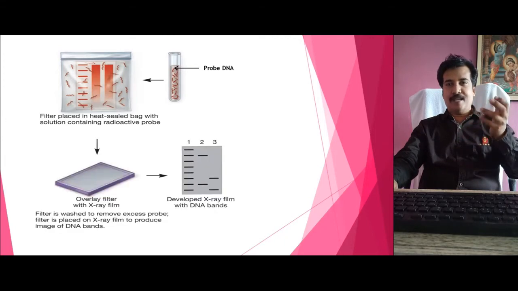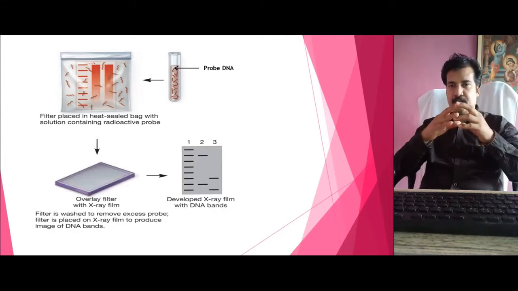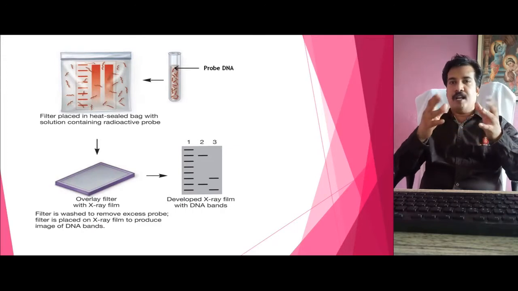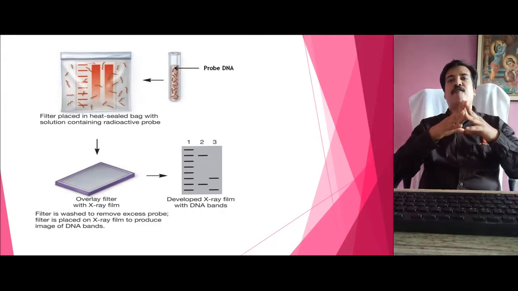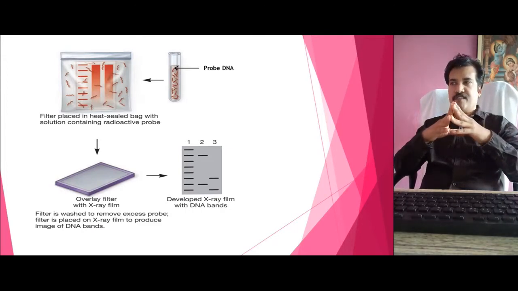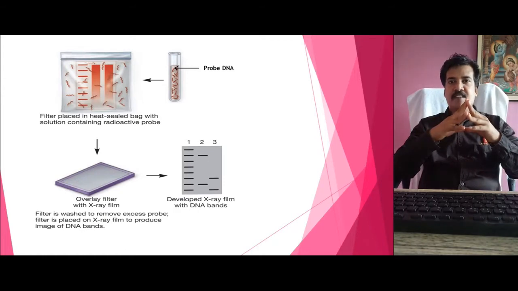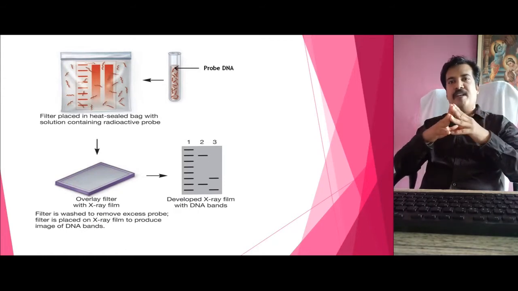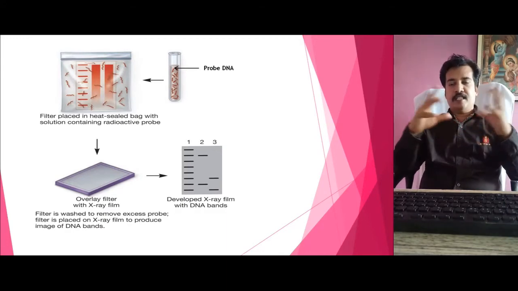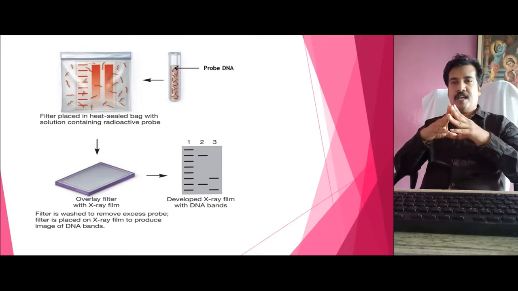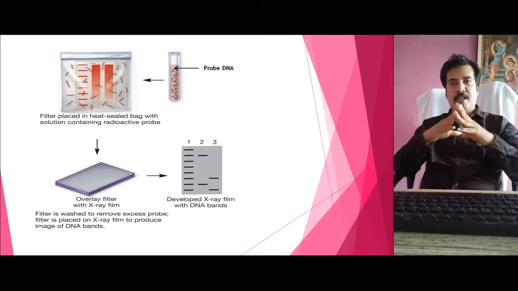Once hybridized, this paper is taken out, then overlaid on an X-ray film, and a photograph of the autoradiography is taken. Once we take the X-ray autoradiography, we will get the bands where the probe DNA's complementary strand exists. In this way we can identify the gene of interest. This is a simple illustration of how the Southern blotting technique works.